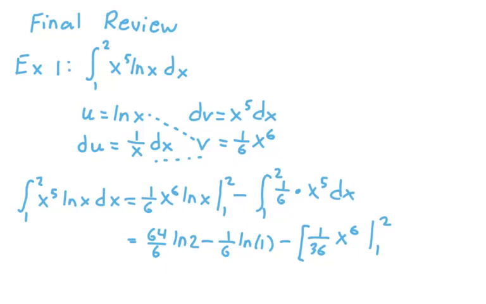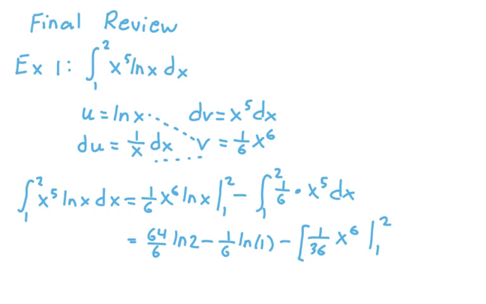This is a video for the final review in my Calculus 2 class. Let's take a look at example 1. Suppose we have the integral from 1 to 2 of x to the fifth natural log of x dx. So this is a classic integration by parts problem.